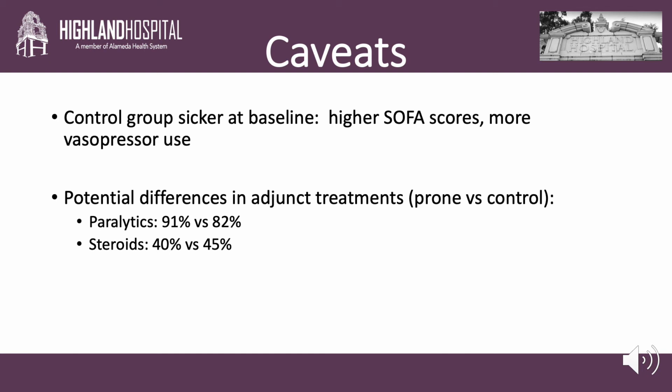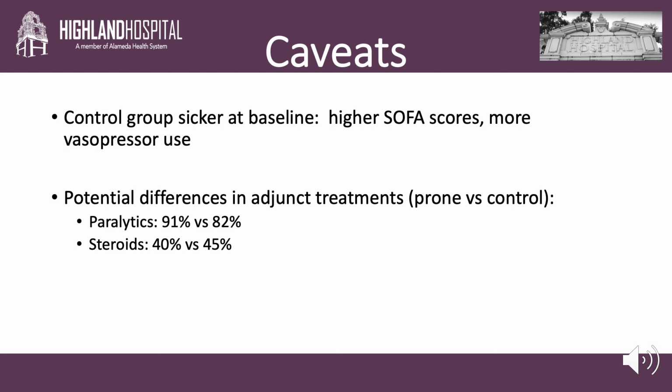Firstly, the control group was actually sicker at baseline, despite this being a randomized controlled trial. The patients who were in the supine group had higher SOFA scores, more organ dysfunction, more vasopressor use as well. So it's unclear if some of the effect that was seen with proning was due to these baseline differences.